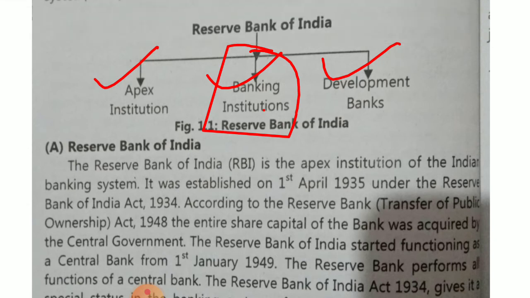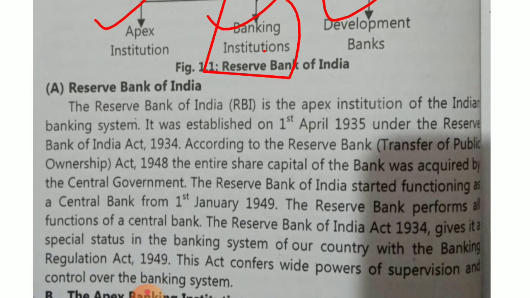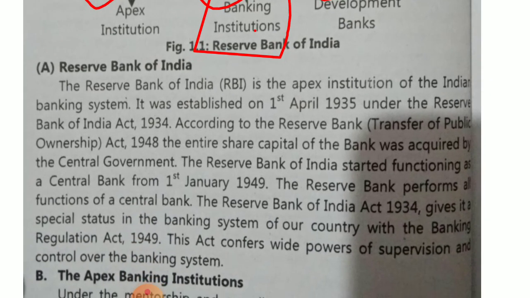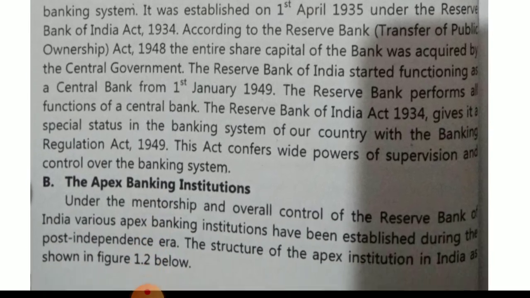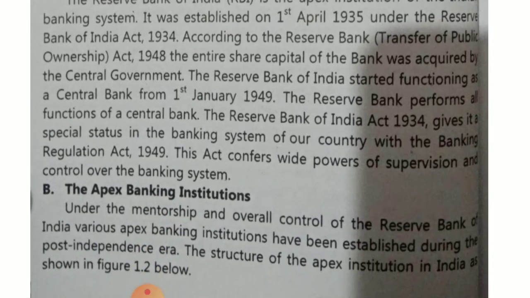So today we are going to see what apex institutions and developmental banks are. Yesterday we saw banking institutions. As you all know, the Reserve Bank of India is the apex institution of the Indian banking system. It was established in 1935 under the Reserve Bank of India Act 1934, and it has wide power and supervision over the banking system in India.